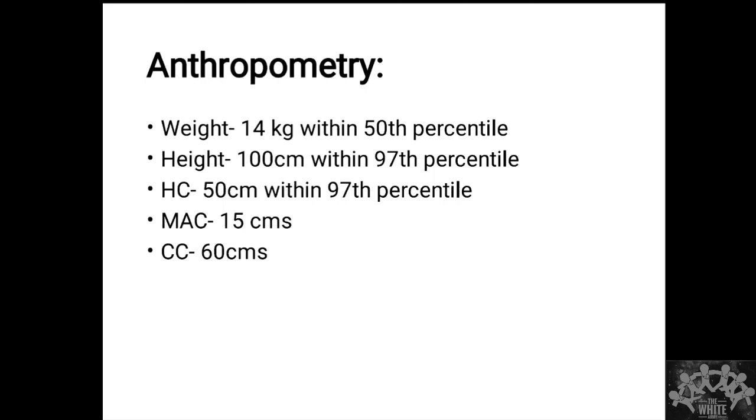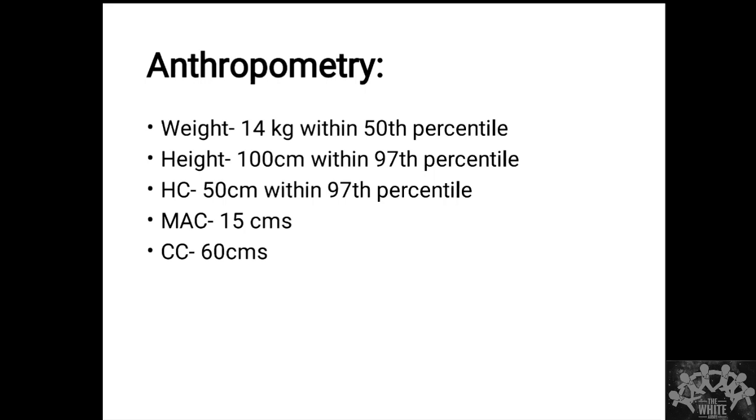Then your anthropometric measurements like weight, height, head circumference, mid-arm circumference, and if he's less than 5-year-old, you should check weight for height also. You need not mention chest circumference in all cases. And you should write the observed value. Observed value is what you get here, 14 kgs in this child.